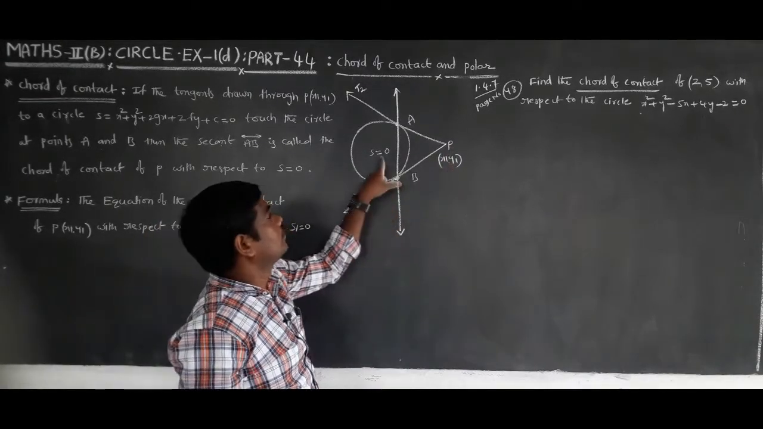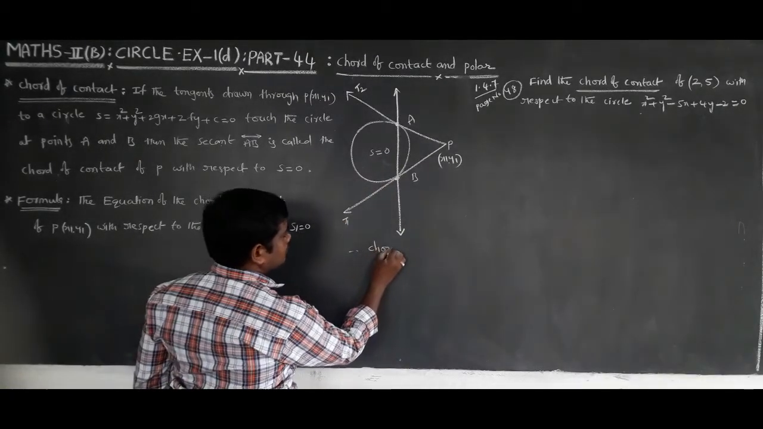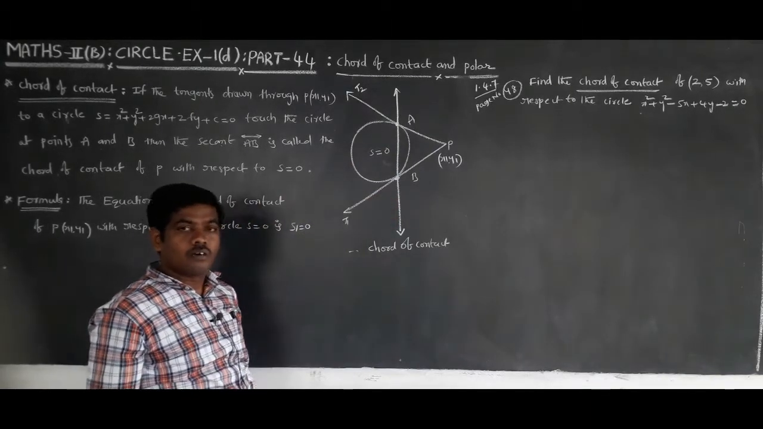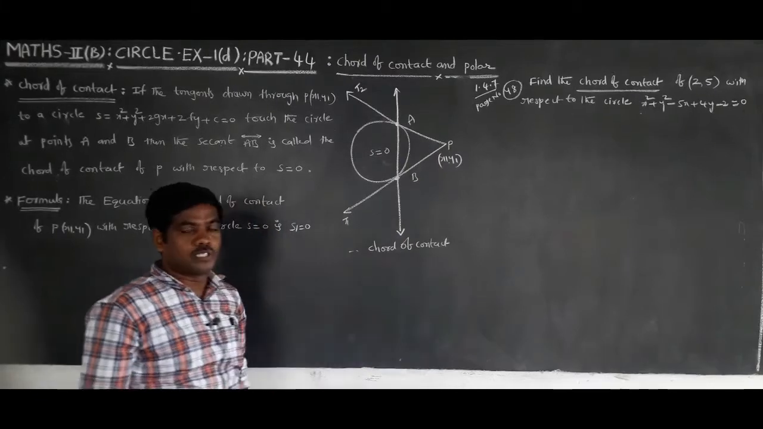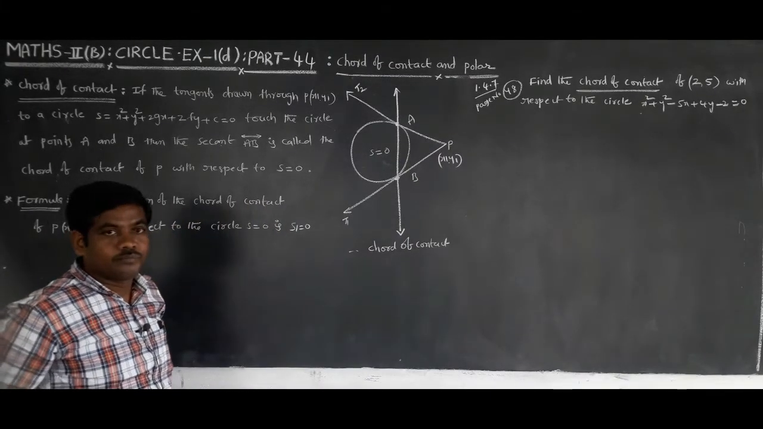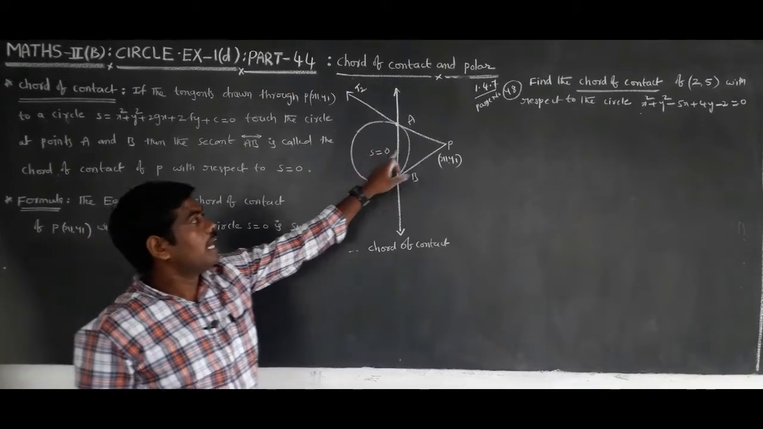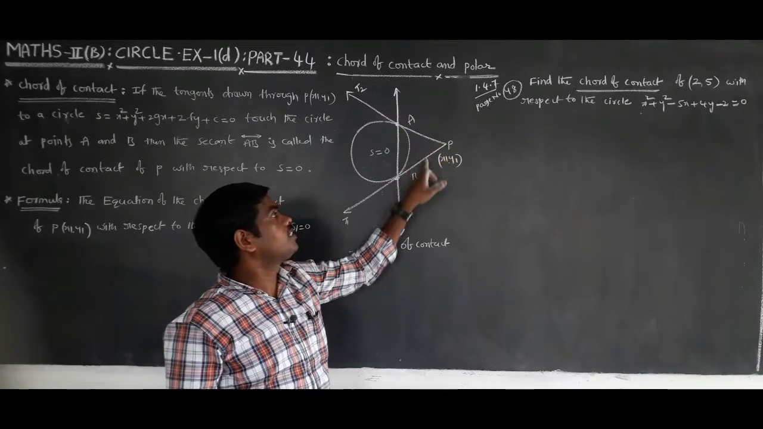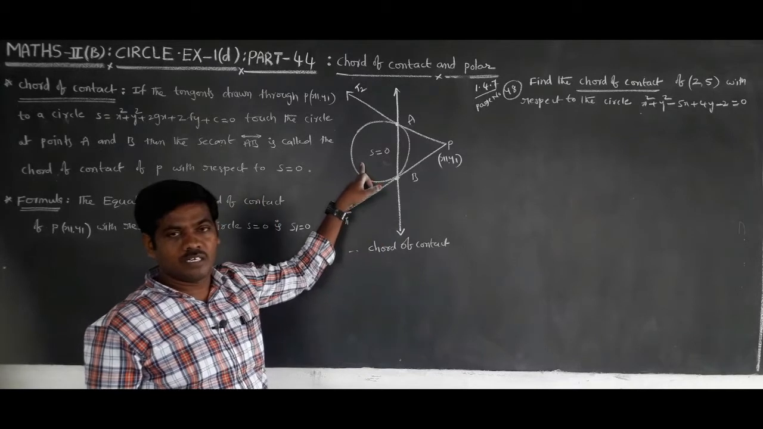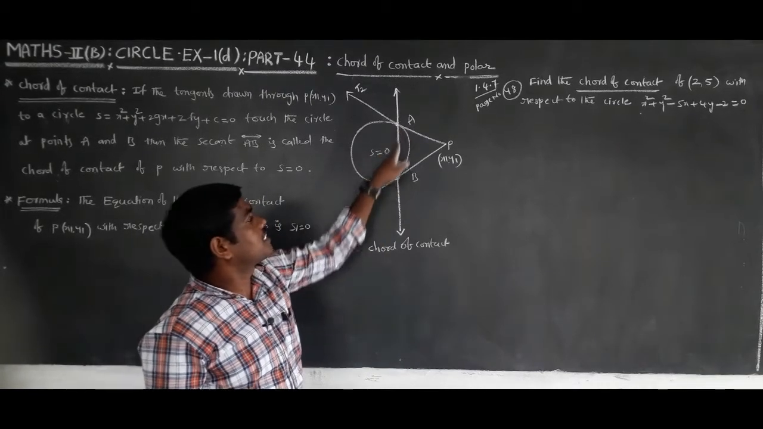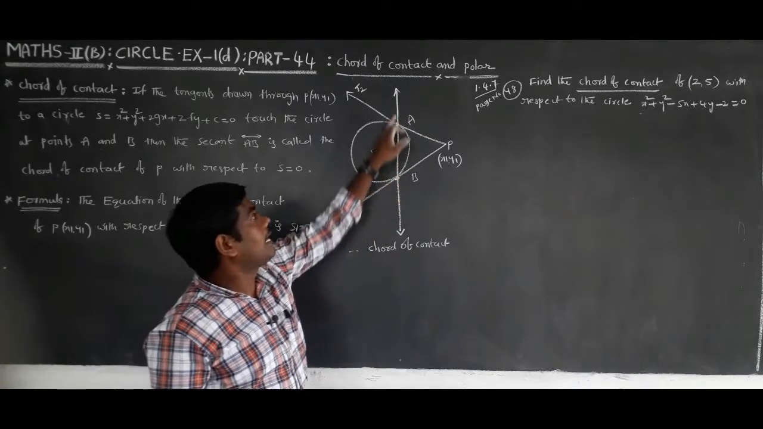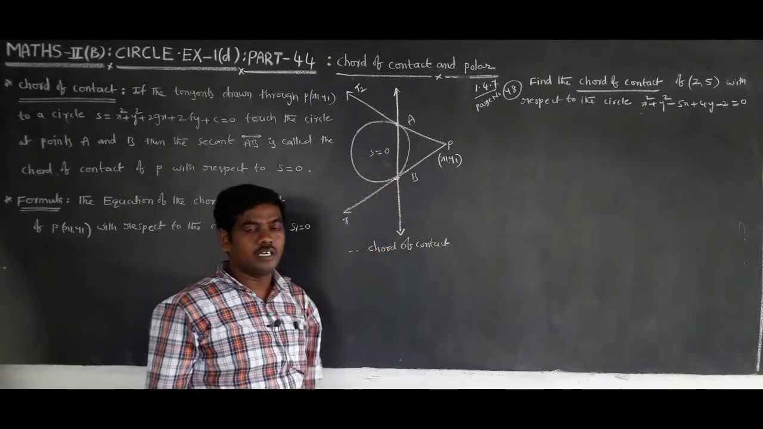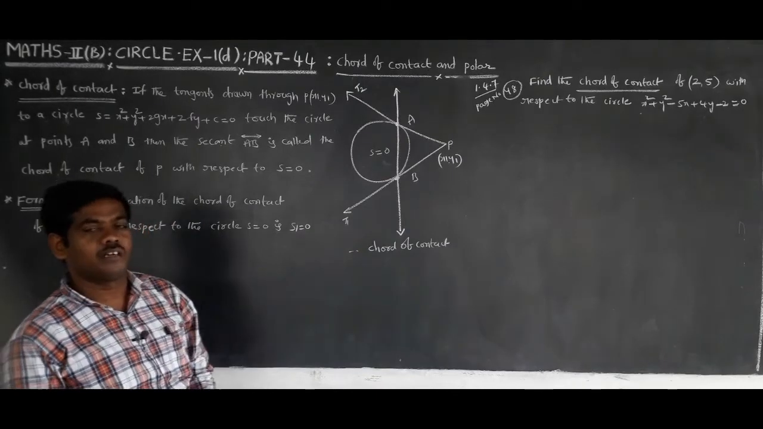The line secant AB is called the chord of contact of P(x1, y1) with respect to the circle S = 0. Once again, S = 0 is a circle, and P(x1, y1) is the exterior point of the circle. Then there exist two tangents drawn from P to the circle. The tangents touch the circle at A and B. The line secant AB is called the chord of contact of P(x1, y1) with respect to the circle S = 0. This is the definition of the chord of contact.